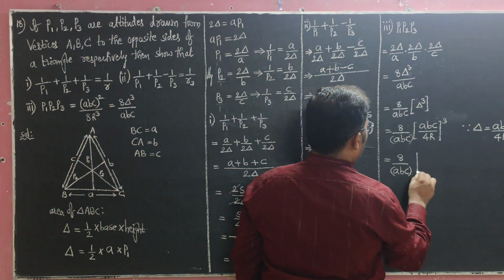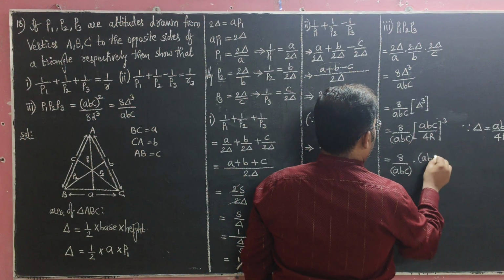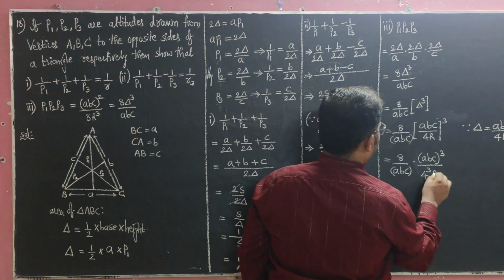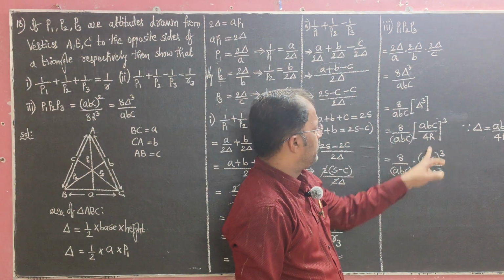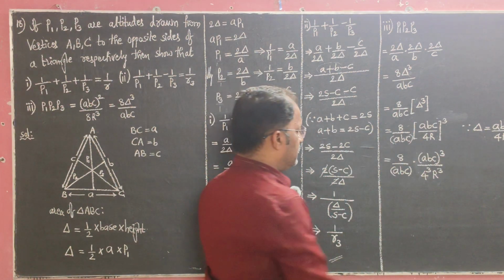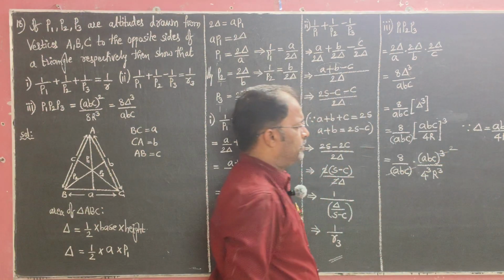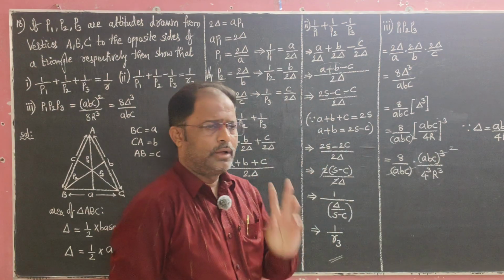Okay, into product of numerators ABC, sorry, numerator to the power 3, denominator power 3. Clear? Numerator power 3, denominator 4 power 3 and also R power 3. ABC is 1 time, ABC is 3 times means 2 times, 1 time cancels, remaining 2 times. One will cancel, the power is 3 and the power 2 remains.